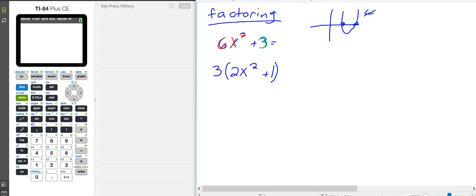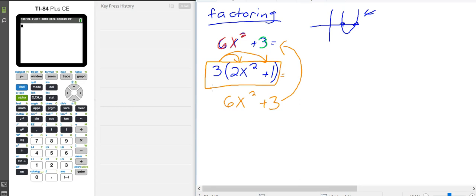Well, we can just multiply back. If we distribute the 3 over the 2x squared, and the 3 over the 1, we should get back to our original binomial. 3 times 2x squared is 6x squared, and 3 times 1 is 3. So since we got back to our original equation, 3 times (2x squared plus 1) is the correct factored form of 6x squared plus 3. Let's look at another example.